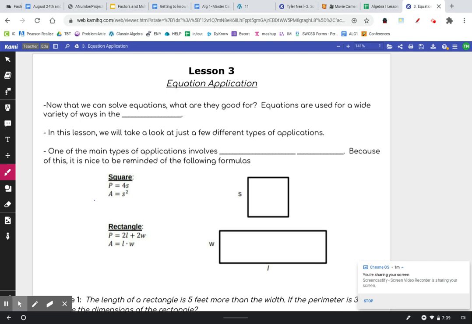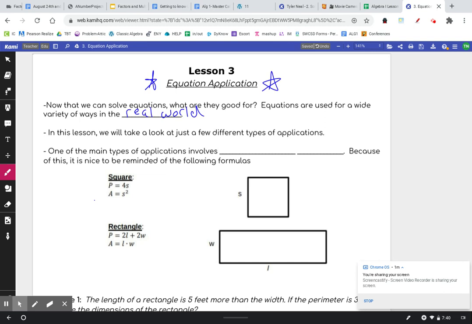It's equation application. I have this titled: how do I apply these in real life situations. That leads us right into our first blank here. It says, now that we can solve equations, what are they good for? Equations are used in a wide variety of ways in the real world. You're going to notice a handful of problems below that you might be presented with in real life.